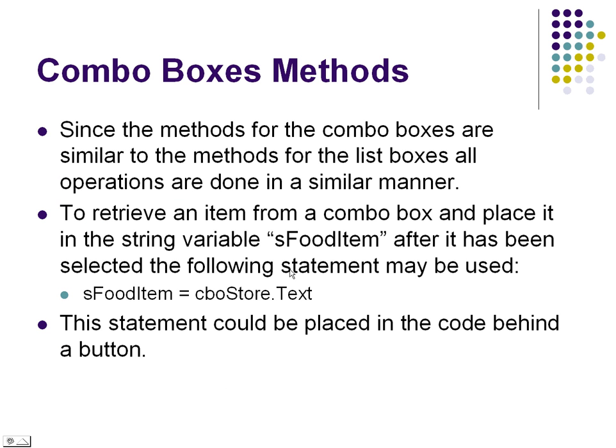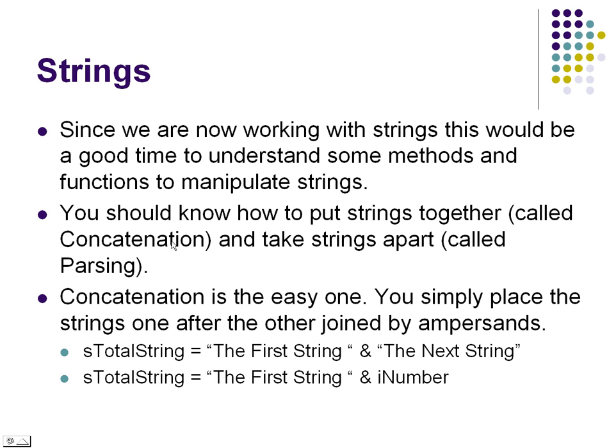Okay. All right. Let's see. Methods are the same. Again, we do it just the same manner. Here's an example down here. S food items. I can get it from text. This could be placed behind a button or something like that, and you just pick it right out of there. No problem. Okay. So let's go to the next thing, strings.